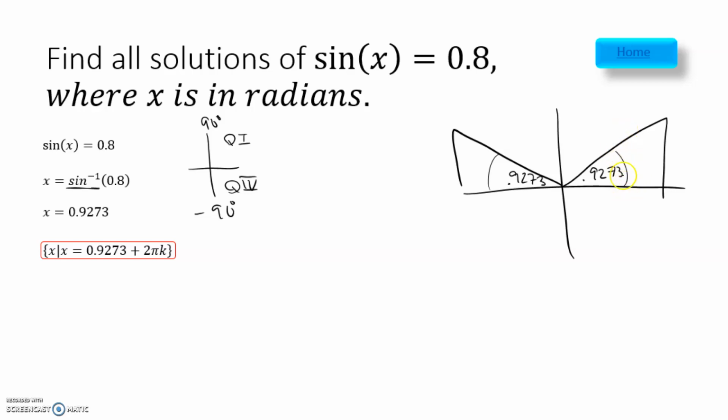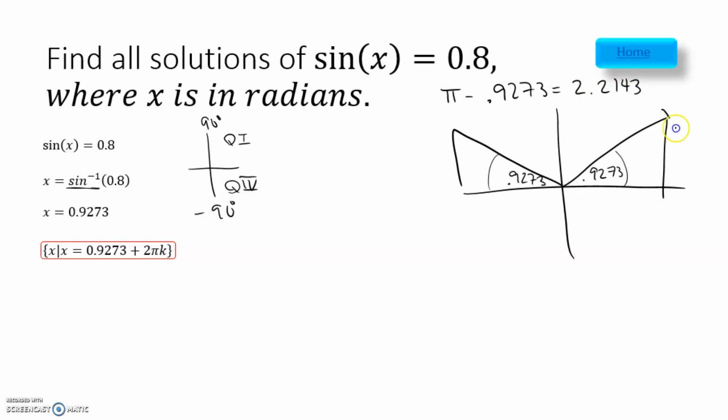Okay, so I want the answers in standard position, which this one already is. So we would take this number, and then to get this one over here, we're used to doing 180 minus whatever we have here, which 180 is the same thing as pi. So pi minus 0.9273, that's going to give us 2.2143.